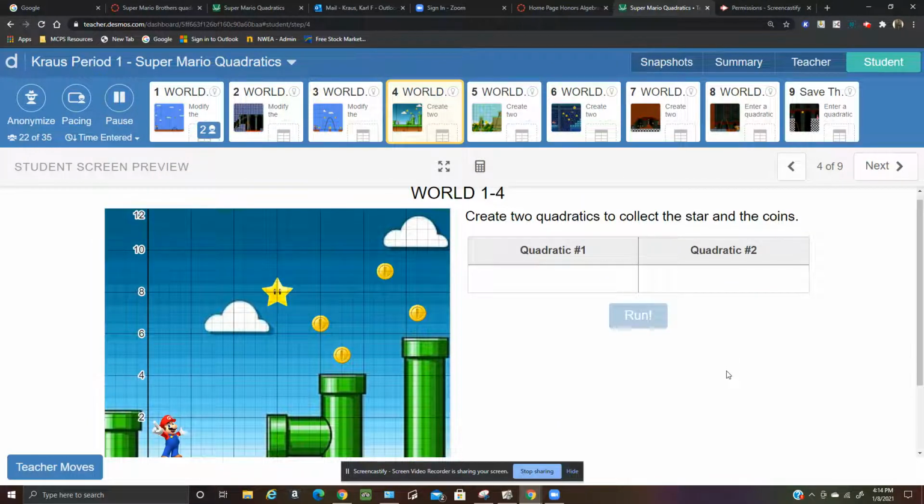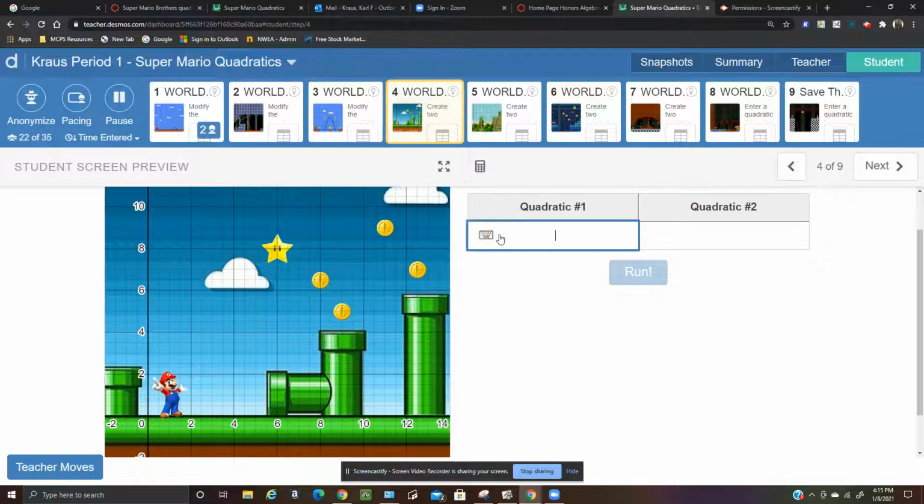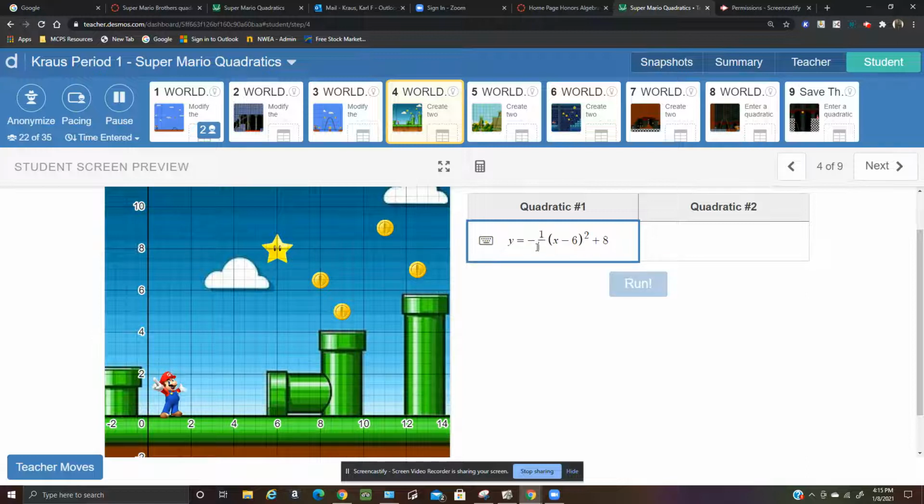So this one, I would probably use the vertex form here because this vertex is at 6, 8. So y equals x minus 6 squared plus 8. That's facing the wrong way, so let's go ahead and use a negative. And then that's not wide enough, so let's try 1/2. Looks like that's going to work.